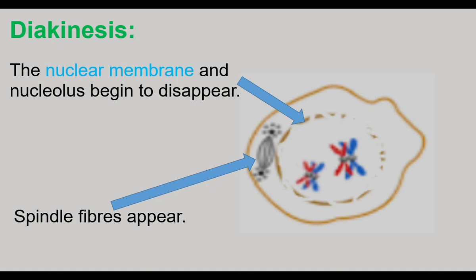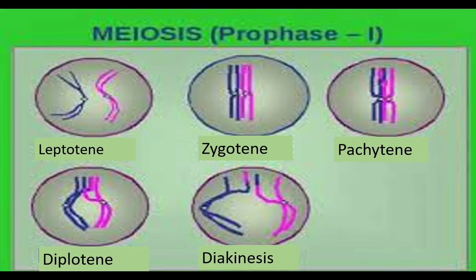Let us see a quick recap of the substages of prophase I. In leptotene, the chromosomes appear as thin thread-like structures. Pairing of homologous chromosomes takes place in zygotene. Pachytene involves the exchange of chromosomal segments, called crossing over. The chromosomes begin to separate in the diplotene stage. In diakinesis, the nuclear membrane and nucleolus disappear. Now the cell is ready to enter metaphase I.